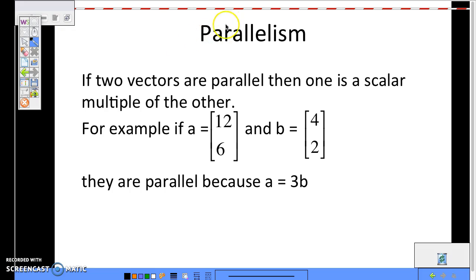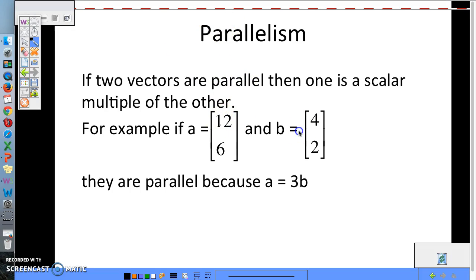So if vectors are parallel, then one is a scalar multiple of the other. So if you had 12, 4 and 6, 2, the magnitudes are different, but they're going to be parallel. For example, this one is going over 12 and up 6, whereas this one it's just going over 4 and up 2. So it has that same slope there.